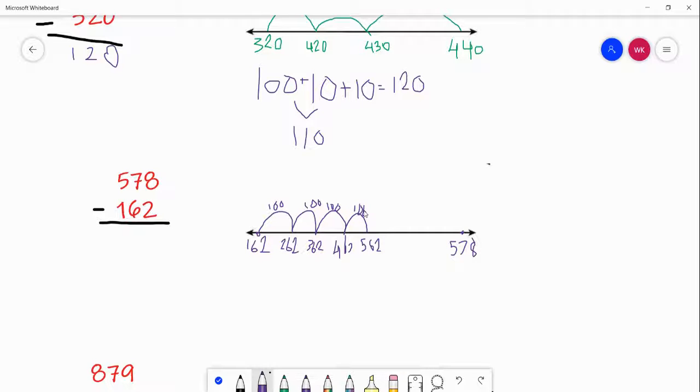And now we're going to go by tens. So I'm going to go 10, which gets us to 572.